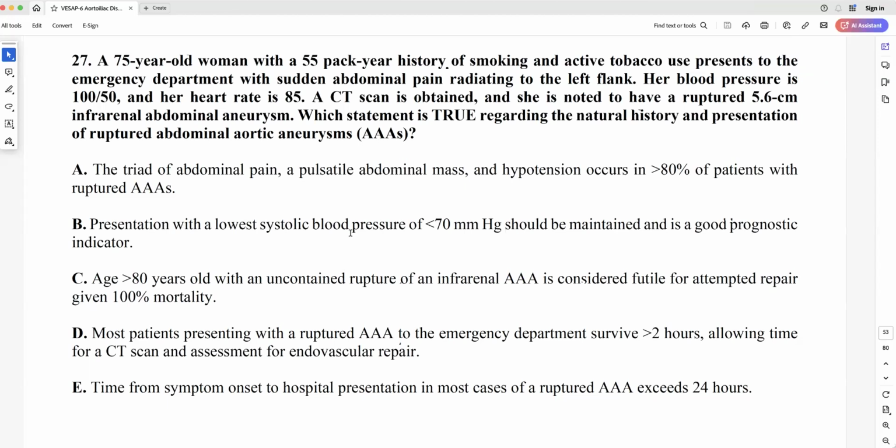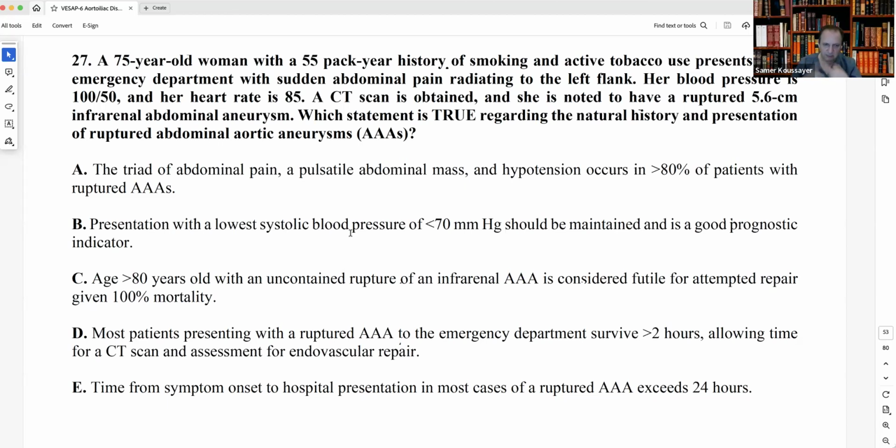Okay. D, most patients presented with a ruptured triple A to the emergency department survive more than 2 hours, allowing time for a CT scan and assessment for endovascular repair. Yes, I think so. This is very important, and this changed a lot of our teaching. When I was doing my residency, this was absolutely wrong, because they said the patient is in the ER, you should not do a CAT scan, you should go right away to the OR. This is all our teaching.